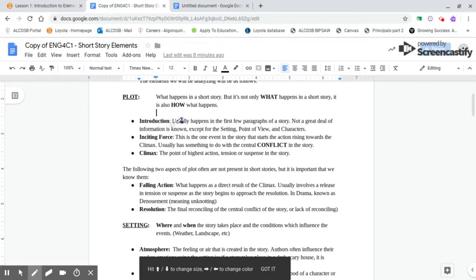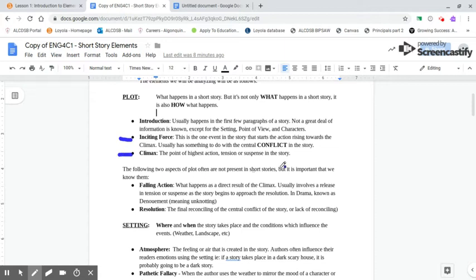So as you can see, we have to know our introduction, our inciting force, and our climax for short stories. That's what I'd like for you guys to know and talk about. Again, falling action and resolution happen in longer pieces, but not necessarily in short stories. The big ones are inciting force and climax. In every short story we do, you'll have to be able to identify those two things. The inciting force is the one event, the one thing that if it didn't happen, we wouldn't have the story as it is, and we certainly wouldn't have the climax. It usually has something to do with the central conflict. And we know that the climax is the point of highest action, tension, or suspense in the story. To identify it, you would simply use a quote.